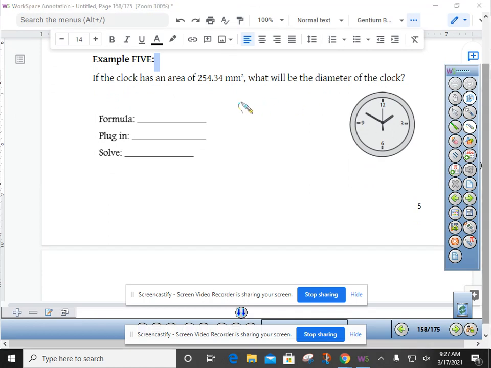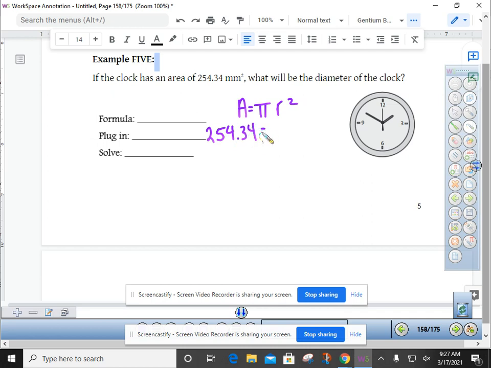What is the formula? Area equals pi r squared. What is the area? 254.34. Pi. What do we use for pi? 3.14. R squared. And go ahead, do it. I don't have a calculator. I'm trusting y'all. 81.